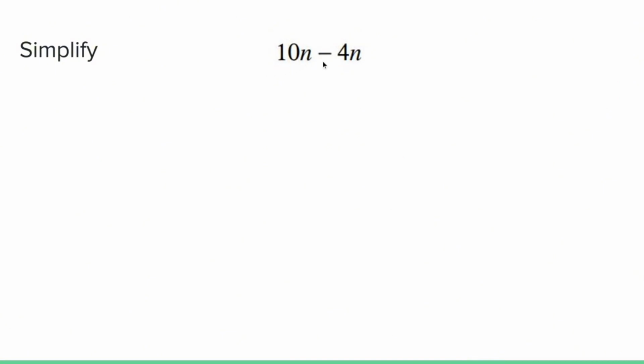Simplify 10n minus 4n. Well, let's just say that you had 10 ninjas and someone were to take away your 4 ninjas. Oh no, what would you have left over? 6 ninjas, of course.